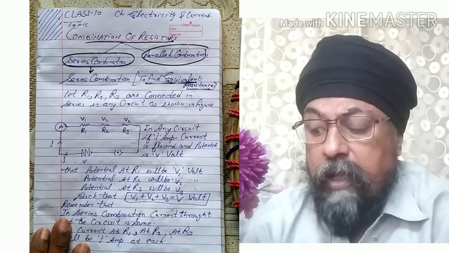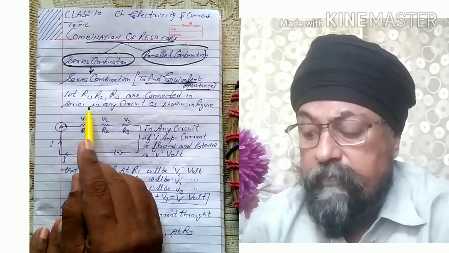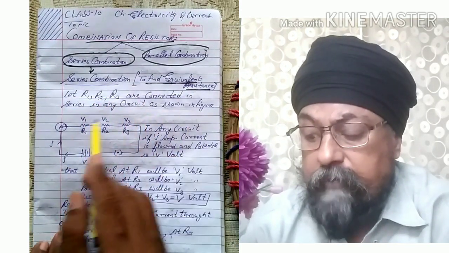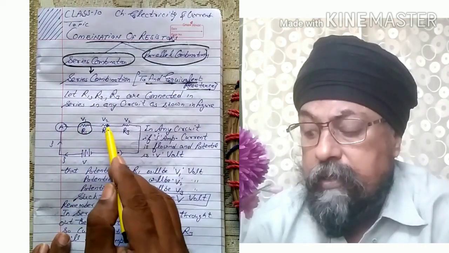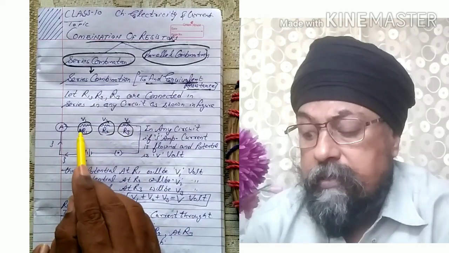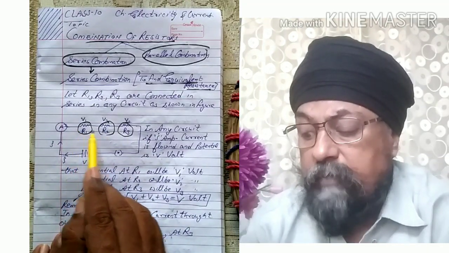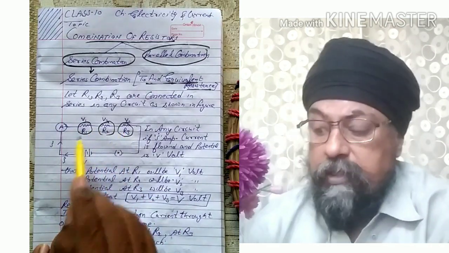Let R1, R2, R3 be connected in series in a circuit as shown in the figure. That is our first resistance, that is our second resistance, and that is our third resistance. All resistances are connected in the form of a chain, one by one. Then it is known as a series combination.